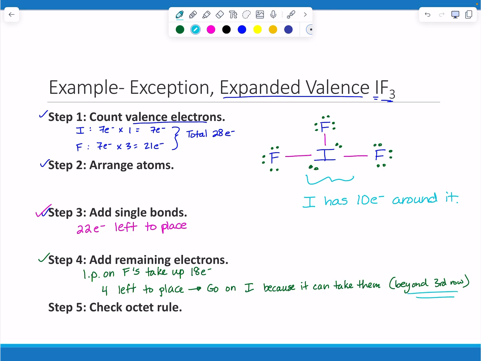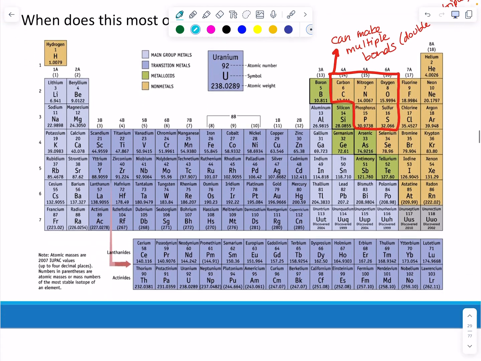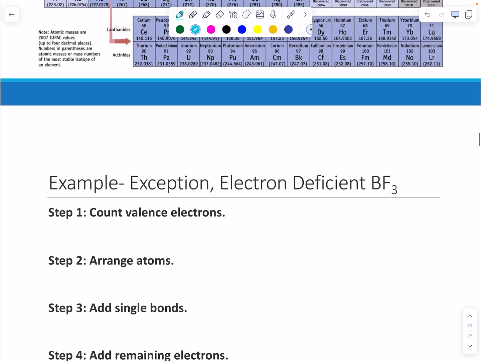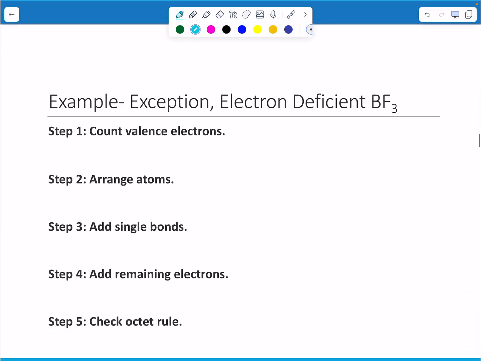All right, so we're going to stop there, and what we're going to do next class is we'll go through examples for our other 2 exceptions, and then we're going to talk about resonance and charge distribution in molecules.